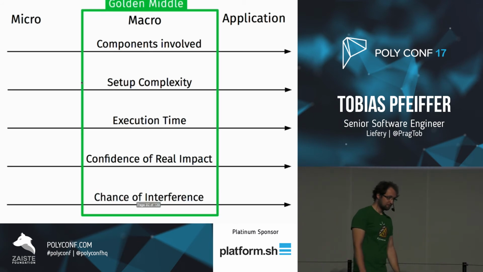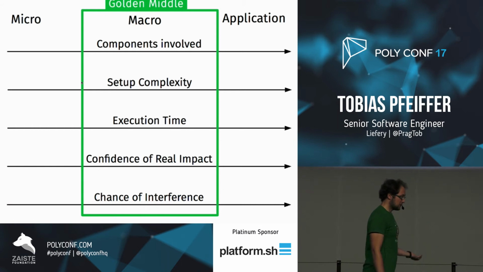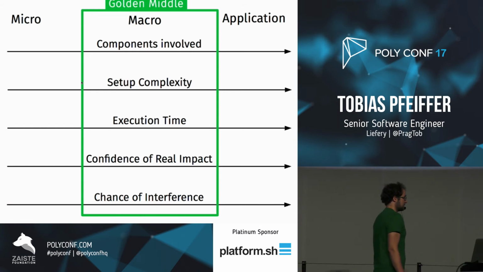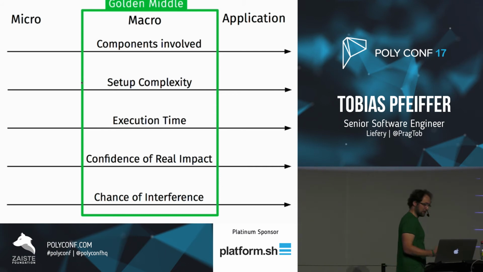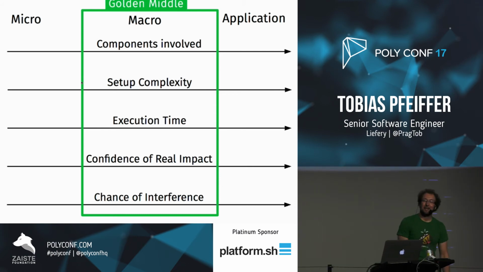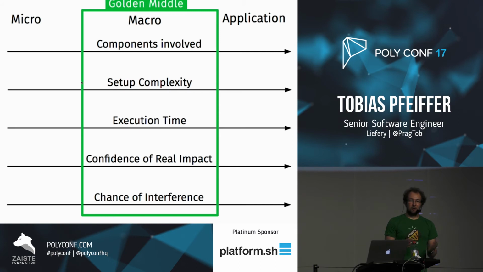your benchmarking results. Whenever someone shows you a graph like this, they will probably tell you that there's a golden middle, which is in the middle, and those are the macro benchmarks. Why are they so good? Because they strike a good balance.